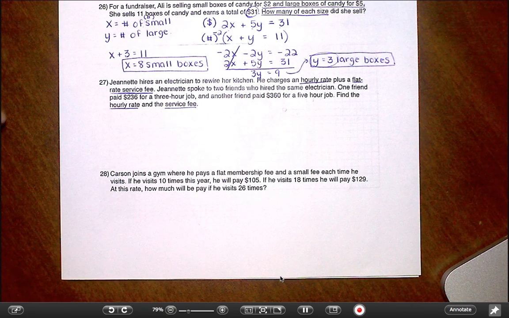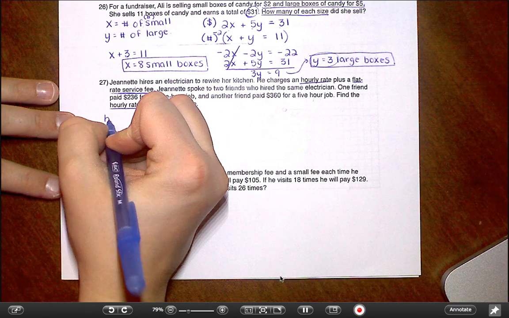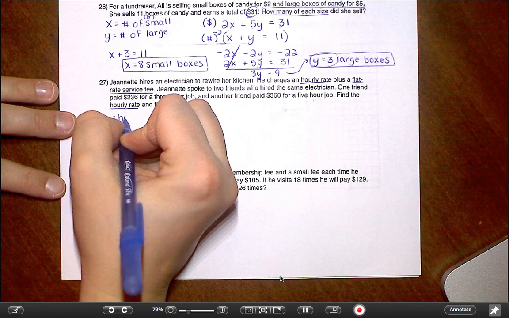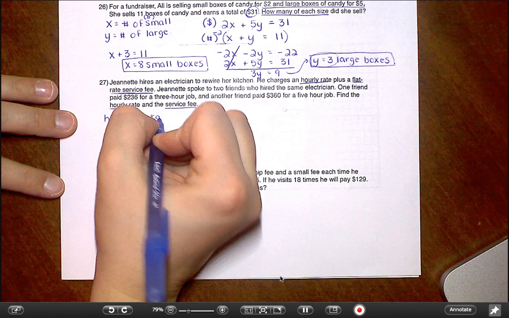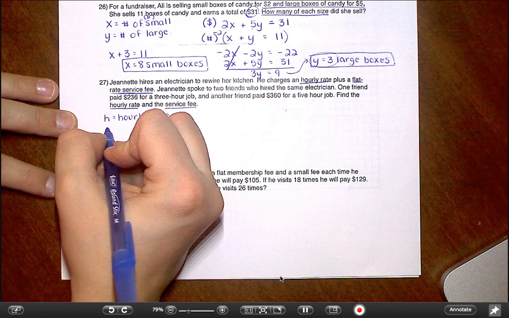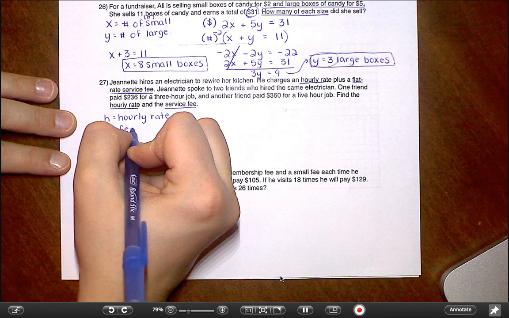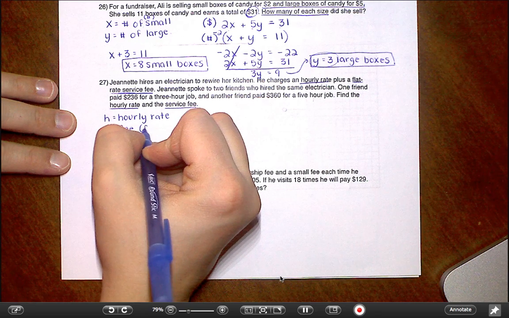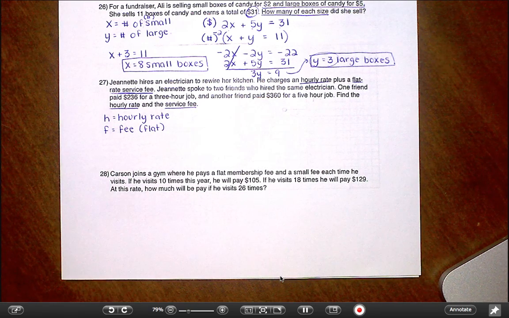Those are going to be our 2 variables. So I'm going to use H to represent the hourly rate, and F to represent the service fee. That's like the flat rate. So basically, this electrician charges you a set amount just to come out to your house and do a job, and then they charge you by hour also, and that's a pretty common pricing structure.